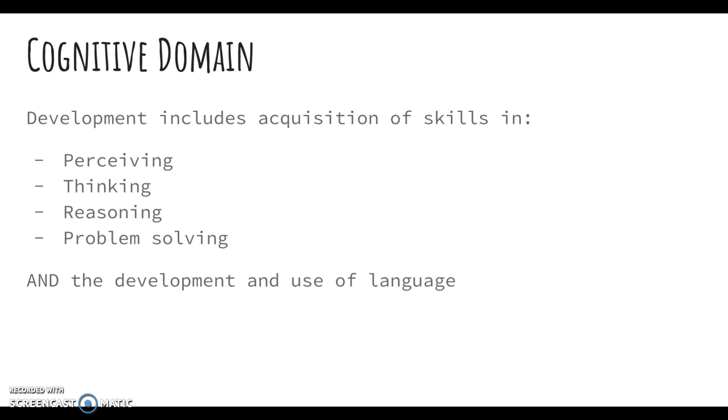Development in the cognitive domain includes acquisition of skills. Typically, individuals might think of all of these skills collectively as understanding. But let's break that down a little bit further. These skills would be perceiving, thinking, reasoning, and problem solving. So perceiving: Ooh, this tastes good. Oh, this cake, actually, I don't like cake. Or someone is smiling at me. That must mean that they are friendly or that they like me.